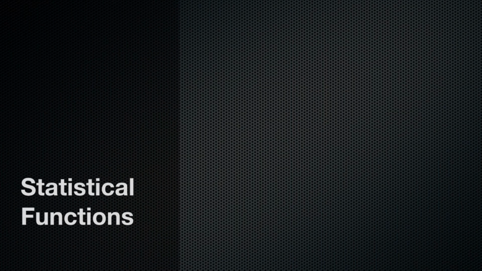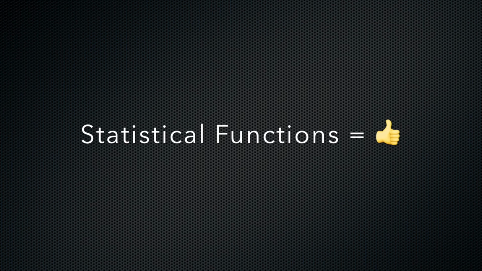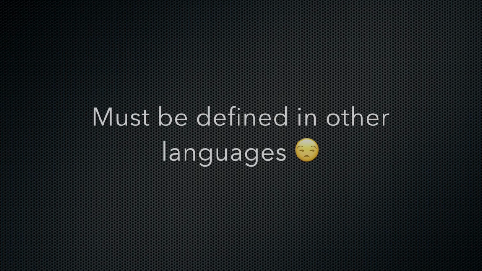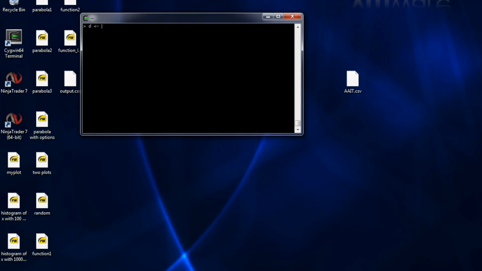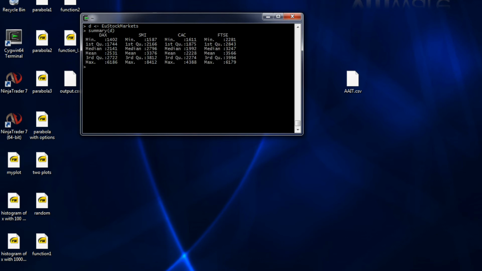Finally, let's have a look at some of the basic statistical functions in R. This is a big strength of R because functions like mean, standard deviation, and correlation are included in the base package, whereas in a language like Python, you would either have to define them yourself or import a library that has them. Let's pull in some data that R has included by default. In particular, let's use the EuStockMarkets dataset, which contains data from Euro stocks. In particular, it contains the closing prices of the DAX, SMI, CAC, and FTSE.